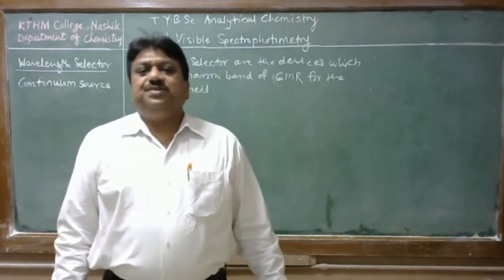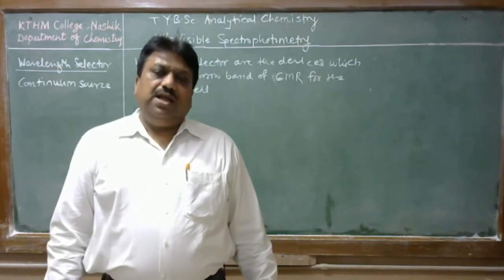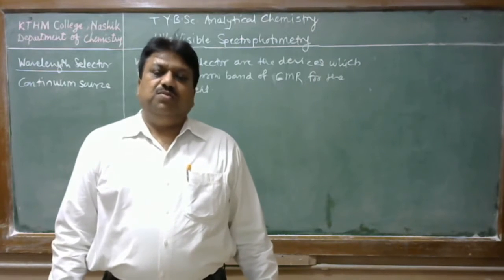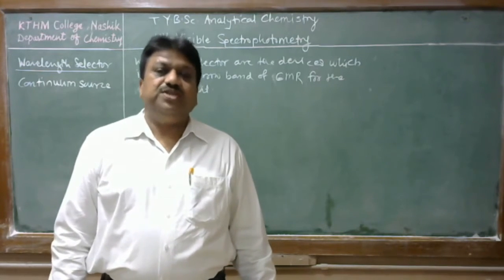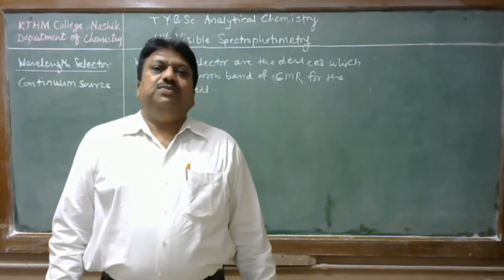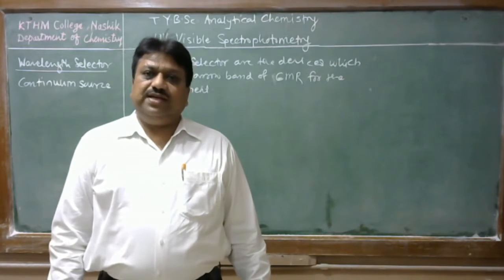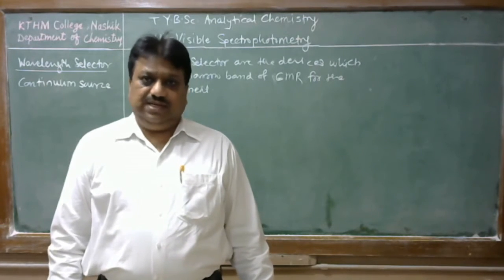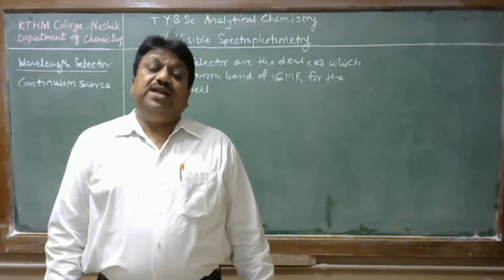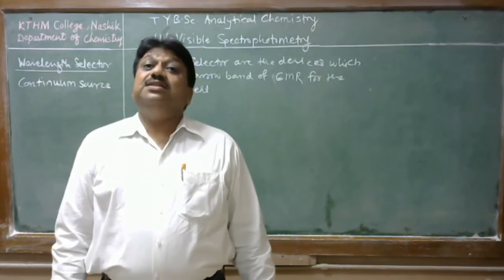Now, in absorption spectroscopy, we know that we place a sample in a light path and decrease in radiant power of the incident beam is measured for measurement of the absorbance of the solution. Now, when we irradiate a sample with electromagnetic radiation, sample absorbs electromagnetic radiation at a specific wavelength. At other wavelengths, sample is transparent. Now, when substance absorbs electromagnetic radiation, what happens in the substance?